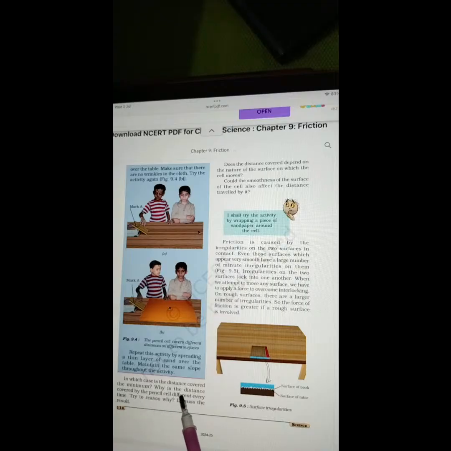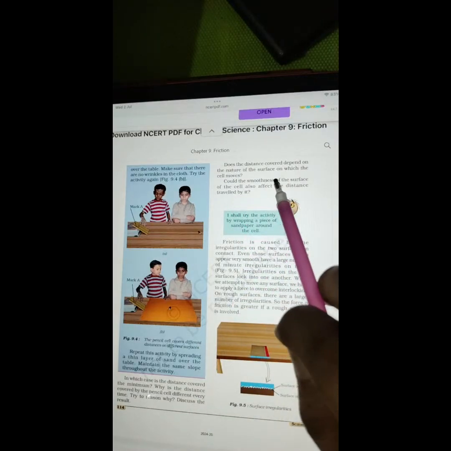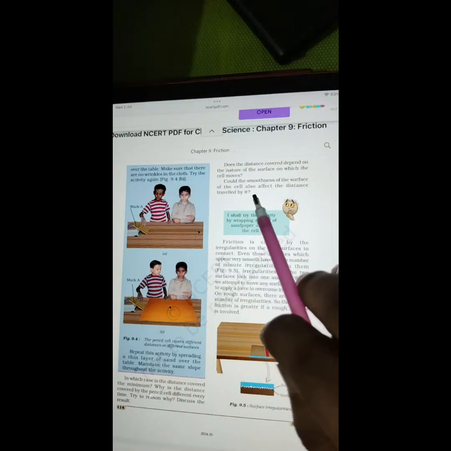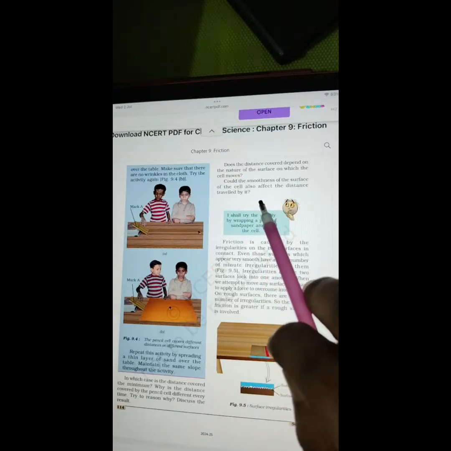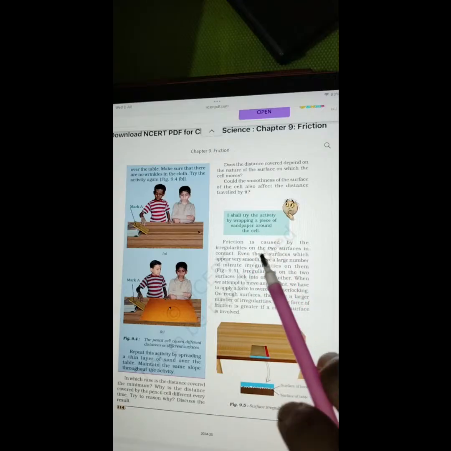In which case is the distance covered the minimum? Why is the distance covered by the pencil cell different every time? Try to reason why. Discuss the result. Does the distance covered depend on the nature of the surface on which the cell moves? Could the smoothness of the surface of the cell also affect the distance traveled by it? I shall try the activity by wrapping a piece of sandpaper around the cell.